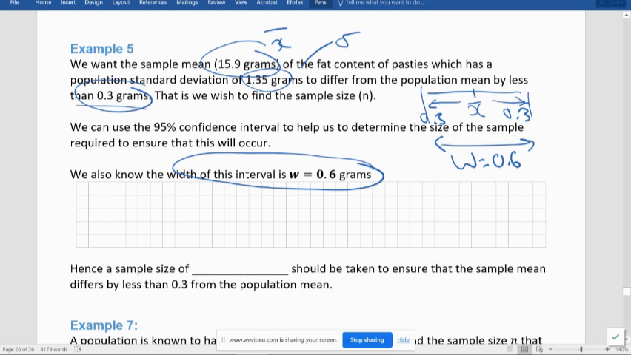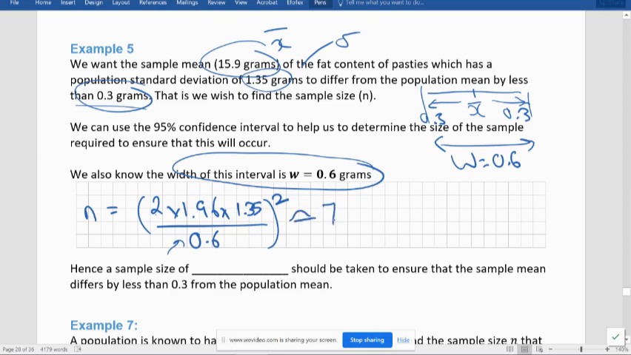You've got a formula on the previous page to find n. We simply put 2 times the z value times the standard deviation over the width. The formula's on the previous page, but you put the width here, and it's just 2 times the z value times the standard deviation. That's going to give us approximately 77.79.